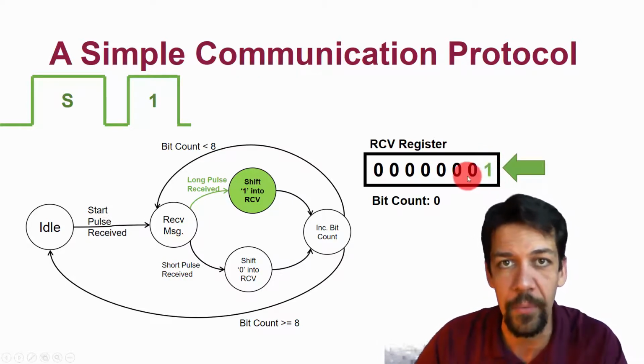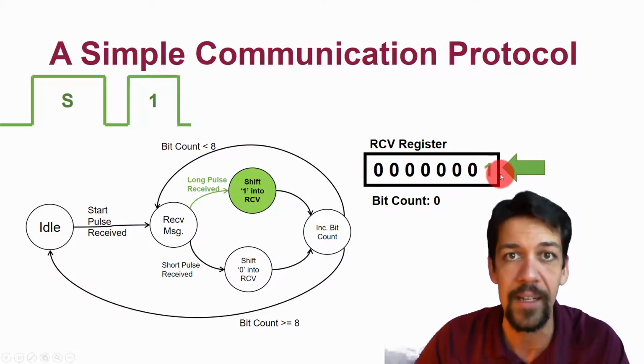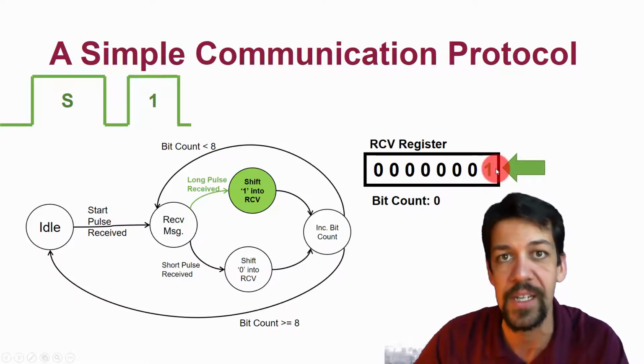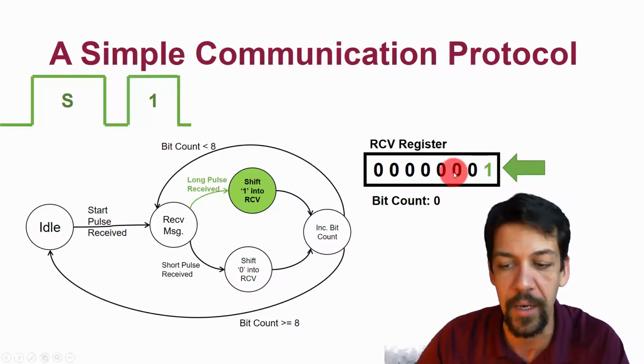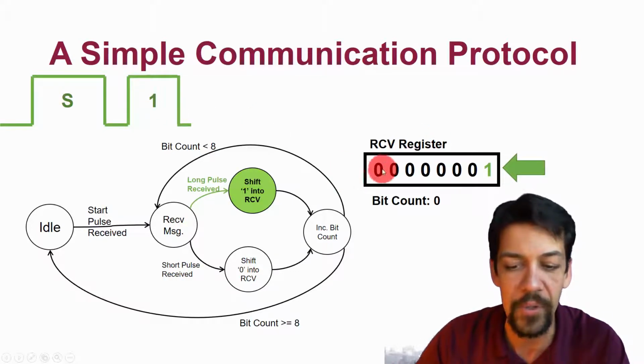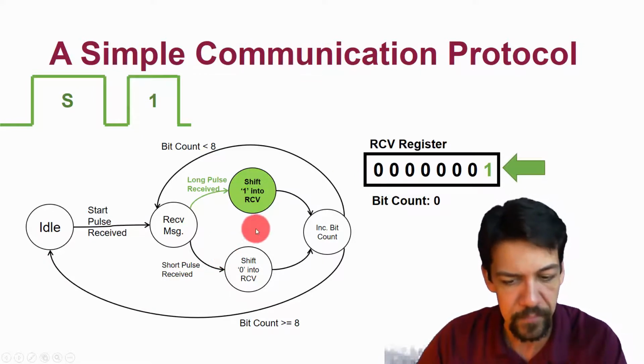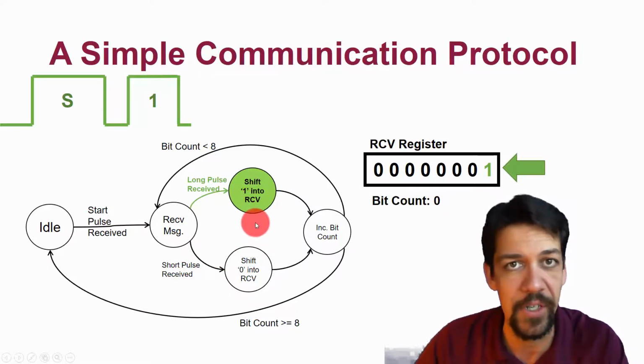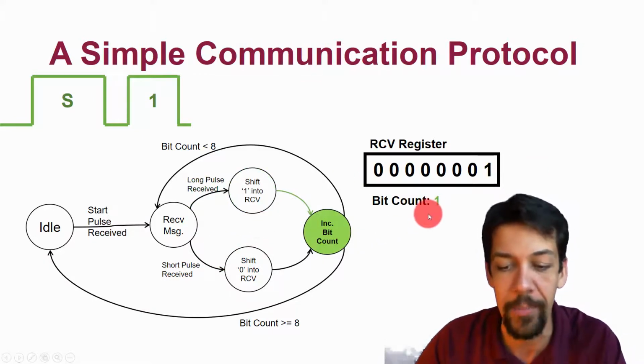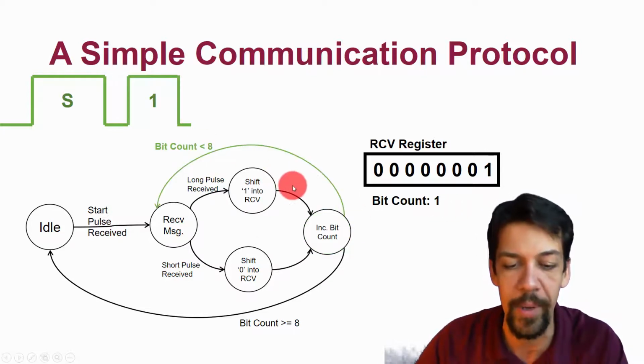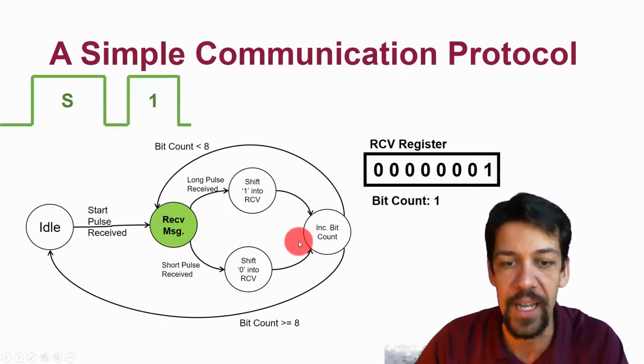Shifting in from the right means that as we go, this 1 is going to march over. This is the most significant bit that we've received so far, and that one gets pushed in first. The next one that follows gets pushed in until the first bit that we received is in the most significant bit position. After we've shifted in our 1 bit, we increment our bit count. Then bit count is less than 8, so we go back to the receive message state.